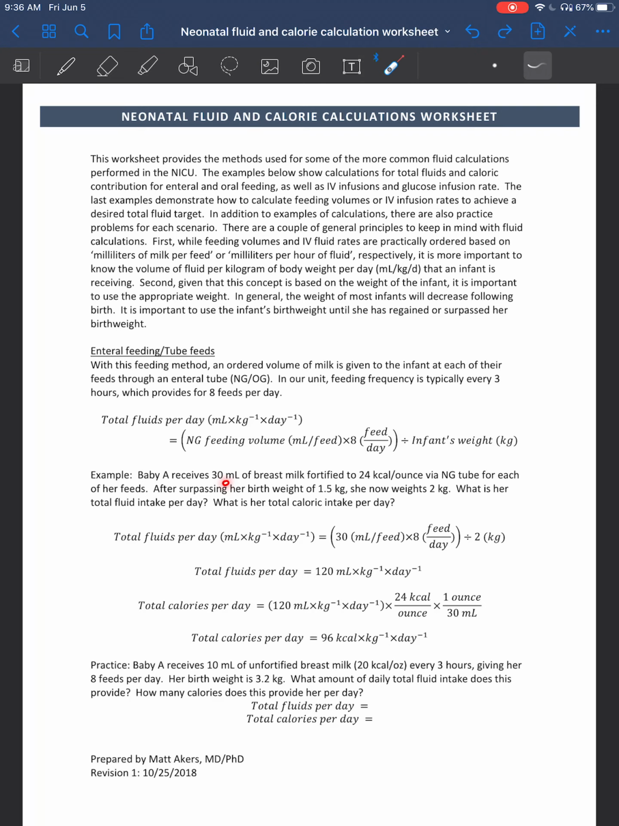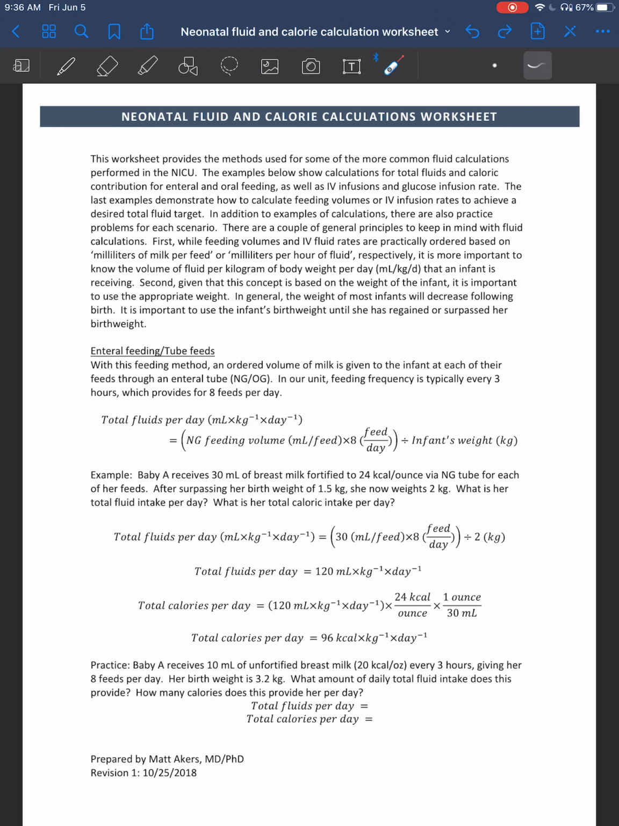Baby A receives 30 milliliters of breast milk fortified to 24 calories per ounce via NG tube for each of her feeds. After surpassing her birth weight of 1.5 kilograms, the infant now weighs 2 kilograms. What is her total fluid intake per day, and what is the total caloric intake per day?